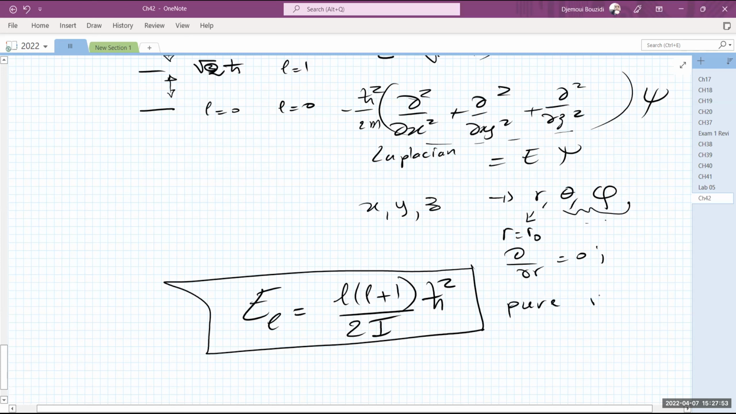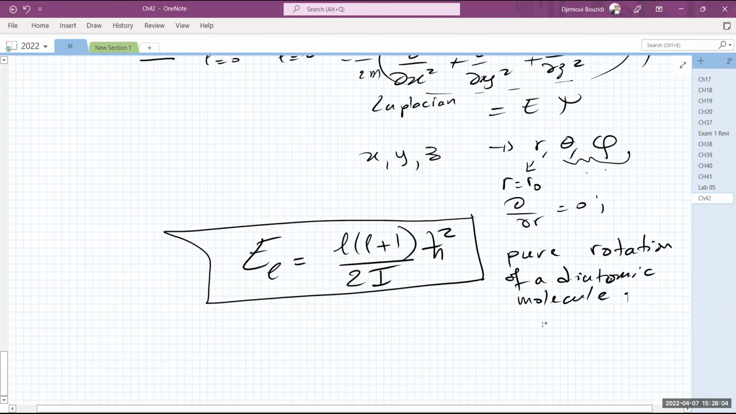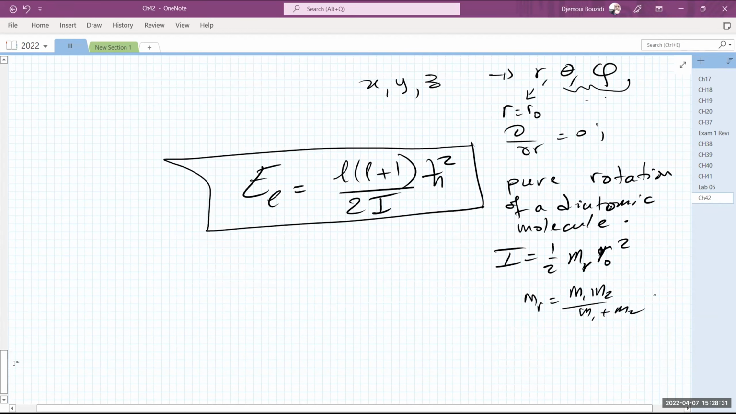This is a pure rotation of a diatomic molecule. I, in this case, is equal to 1/2 times the reduced mass of the two atoms times the separation between them squared, where the reduced mass is just equal to the product of the two masses divided by their sum. Make sense, everybody? Yep, makes sense. Okay, very good. So we dealt with this part, and hopefully it's not hard enough for you guys to follow.